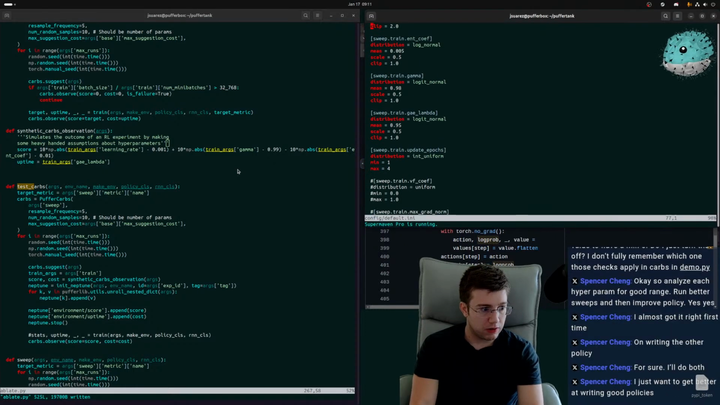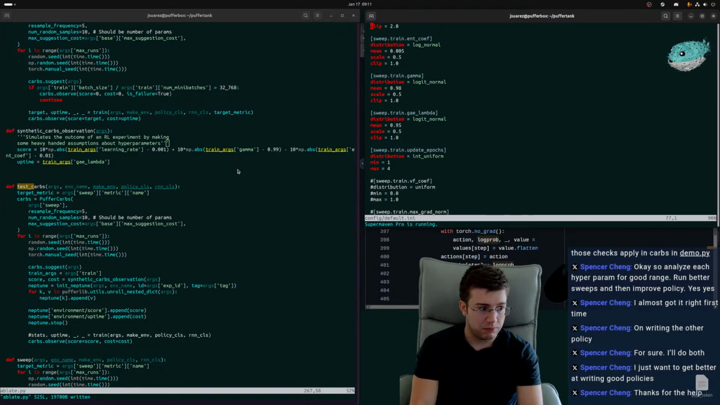I want to get better at writing good policies. Yeah, you can do that, but I think that you think that there's a lot of magic there, and there isn't. There's really not a lot of magic there.